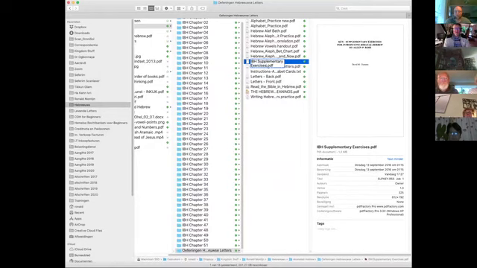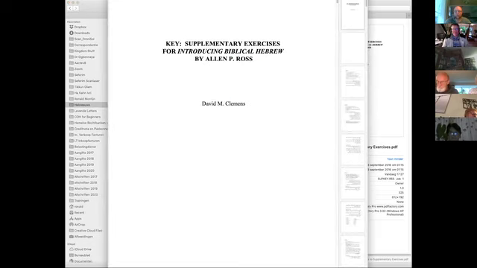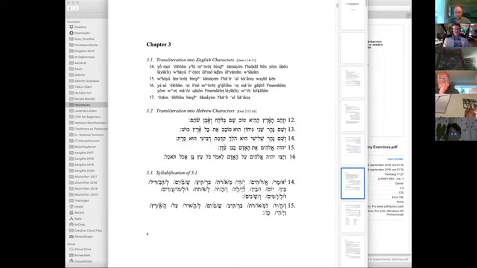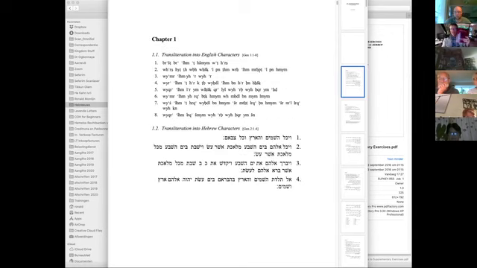Supplementary exercises. I will put the answers to the supplementary exercises here. When you see this document, you will find all the answers to the exercises. When you have the book, the red book, and you do the exercises, you find the answers to those exercises in this document. It's under exercises.